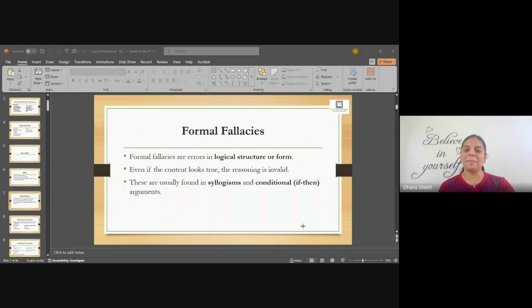Informal fallacies are based on the reasoning. They are not structural. The sentence is structurally correct. The logic is correct, but it is not true. So we'll see both of them. First, let's start with formal fallacies.